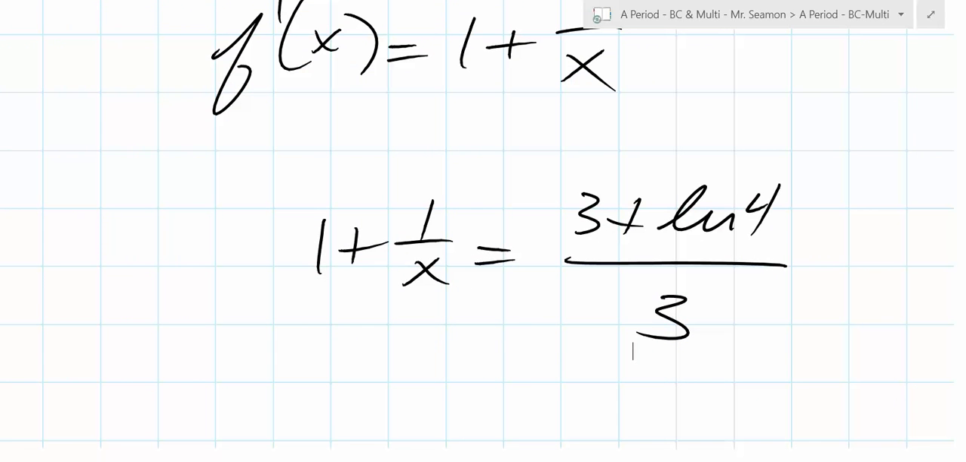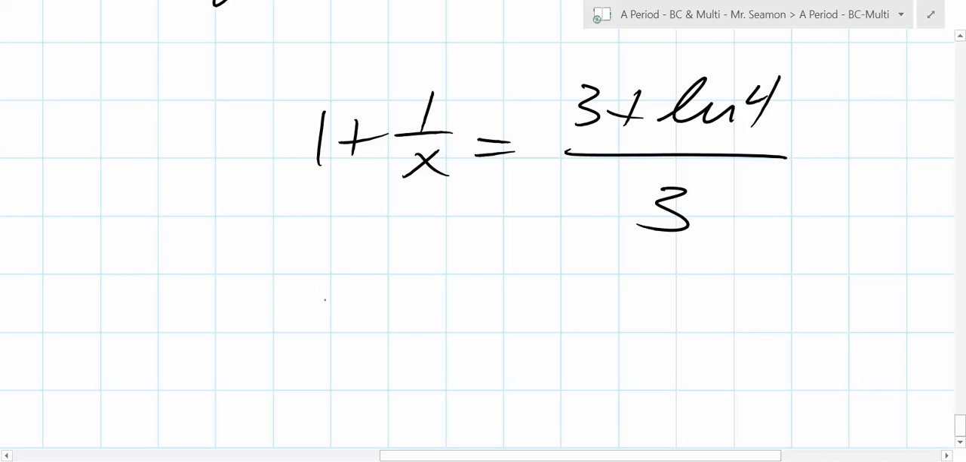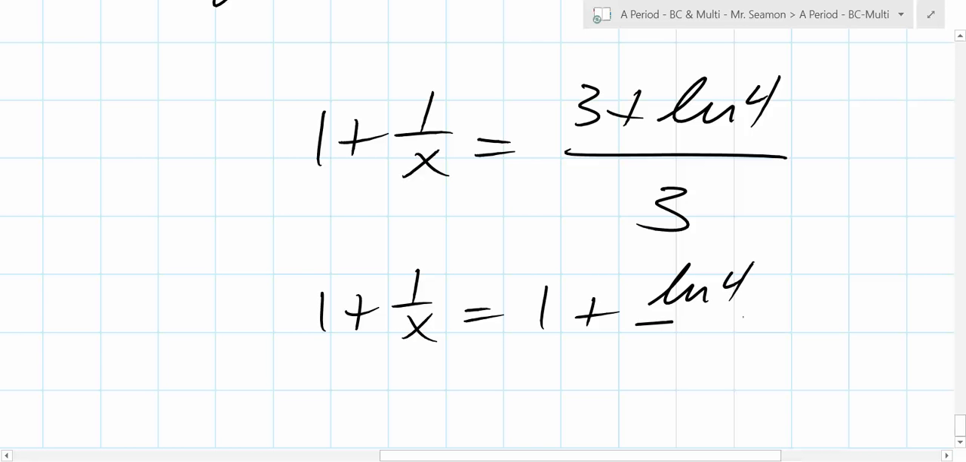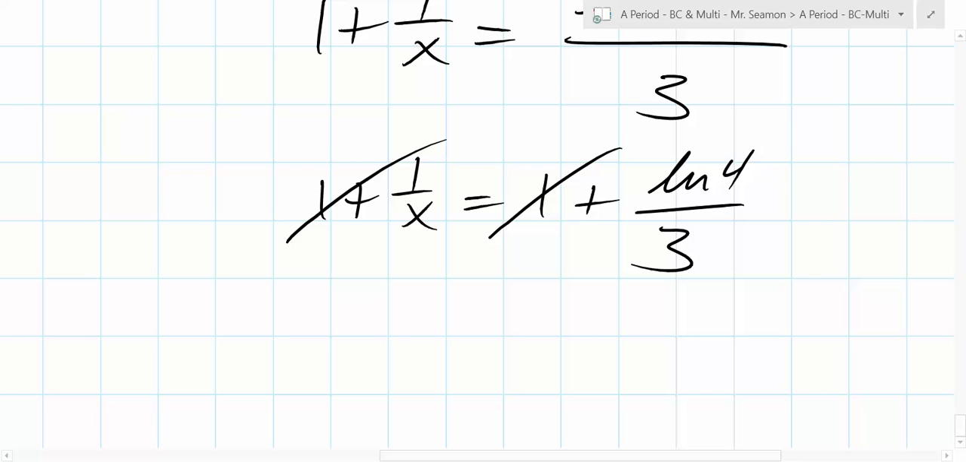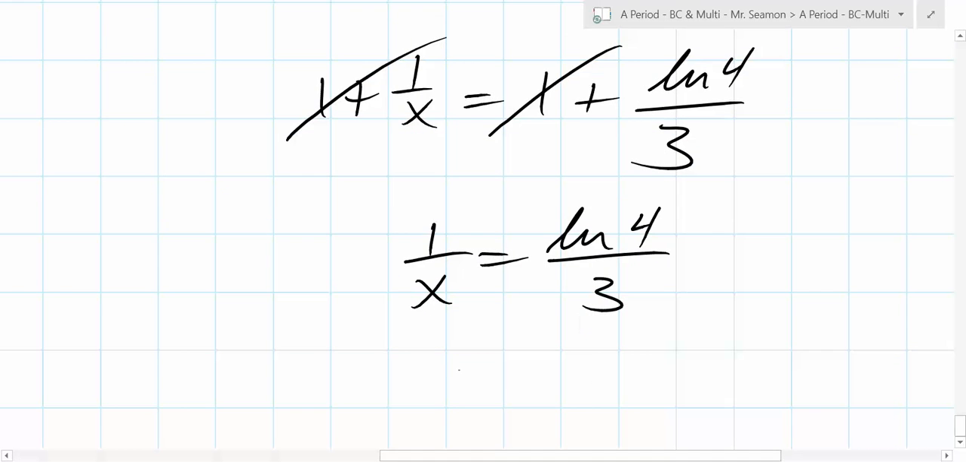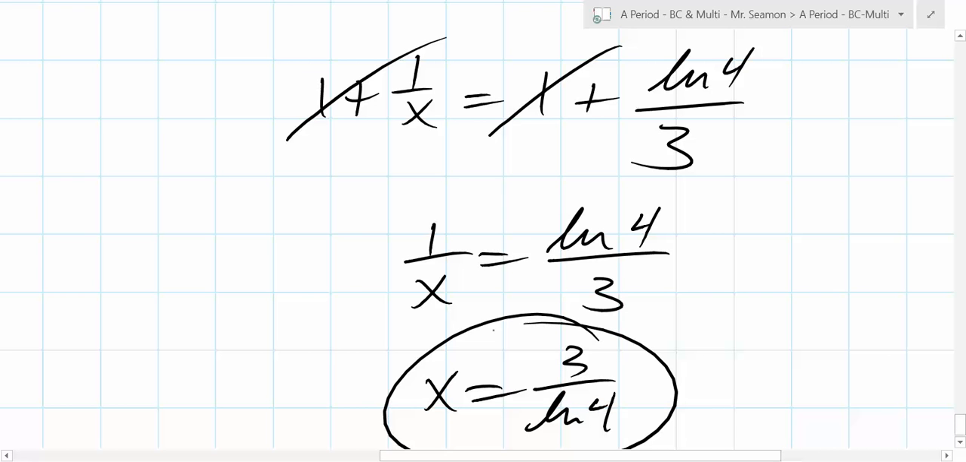You can make things a little easier. Oh, you could also make it 1 plus 1 over x. See, this is why you end up wasting time on the AP exam, right? You're like, look, I can do stuff, right? So you have 1 over x equals ln 4 over 3, so x is equal to? 3 over ln 4. That's not bad, actually.